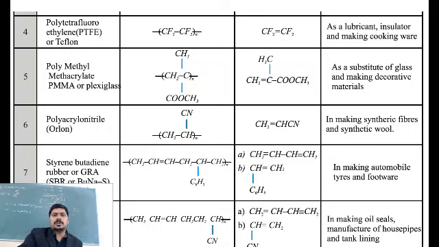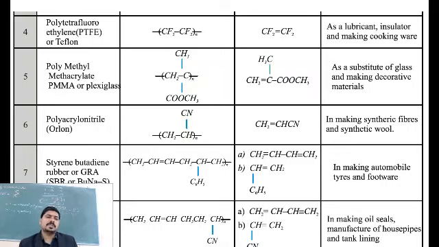That's why you are going to see one CH3 group over there. It also comes under addition polymers, and it is a substitute for glass and is used for making decorative materials. It is also useful for nuclear reactors. The glass you have in windows is made of polymethyl methacrylate only.